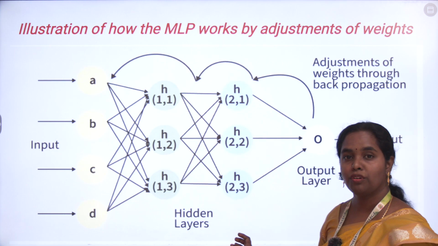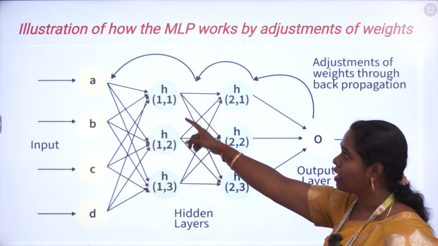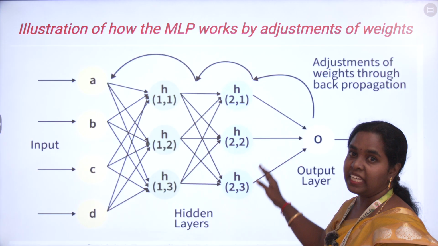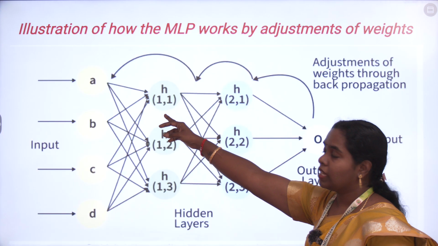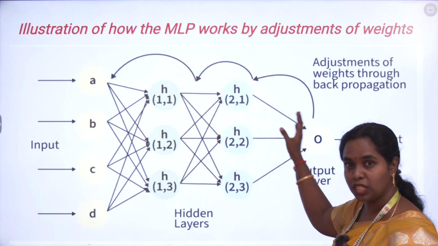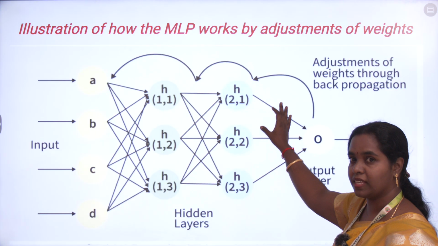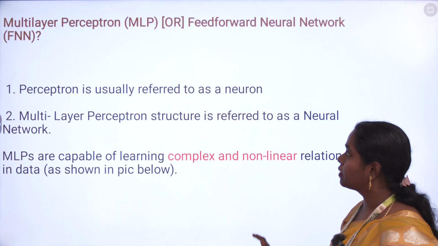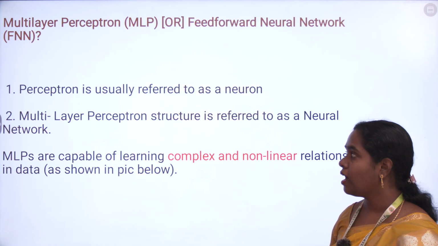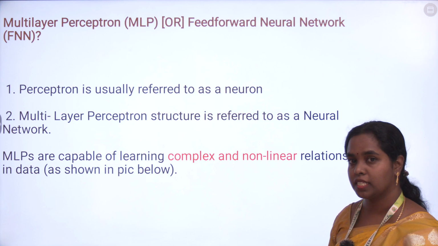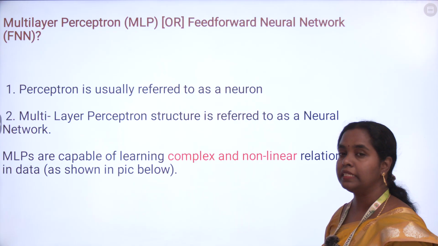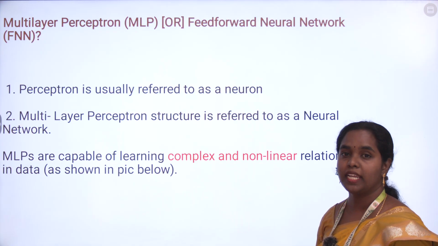This is the illustration of MLP. First we have multiple inputs that we give into the multiple hidden layers. Here we use the sum of weights, and after that it is passed into the output layer based on the bias. A perceptron is usually referred to as a neuron, and a multi-layer perceptron is referred to as a neural network. So MLP is capable of learning complex and non-linear patterns.